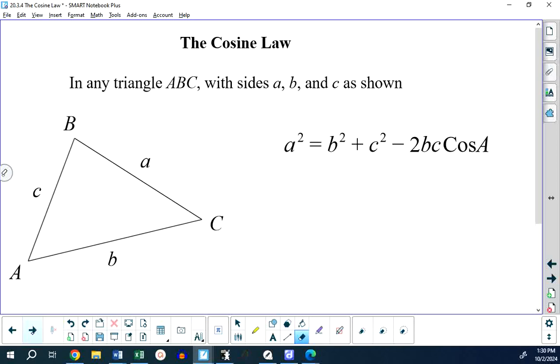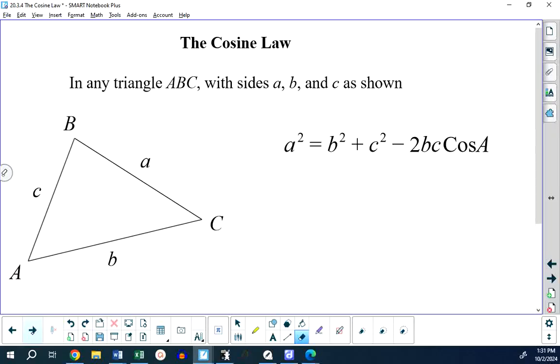cosine of angle A. And I want you to note that some students, and I myself have been guilty of doing this, sometimes you just forget about that 2. I know it's there, but after working with the cosine law for 35 years in classrooms, sometimes I will forget about the 2. And for whatever reason, people think that's plus. They get going on their calculator and they go plus. It's minus.